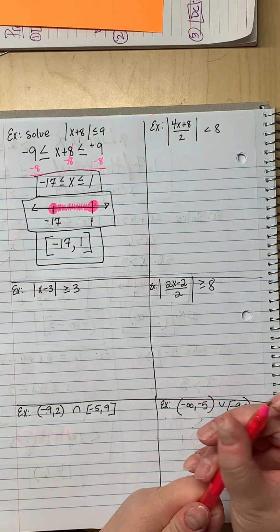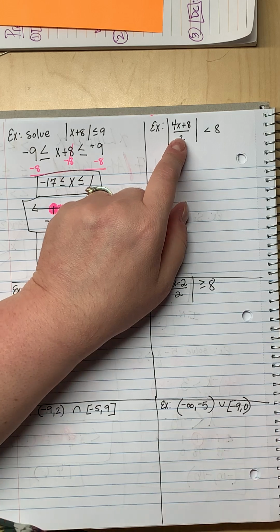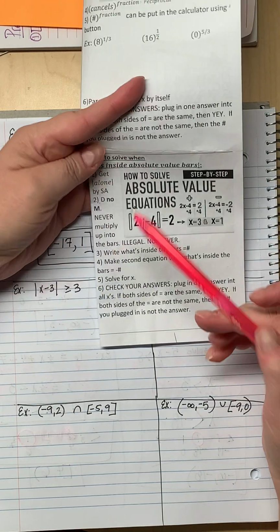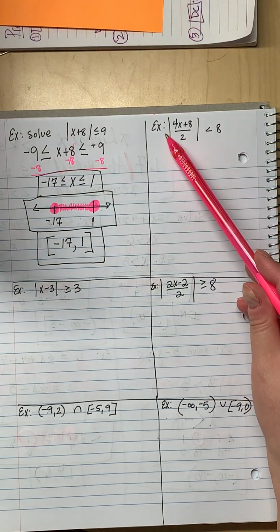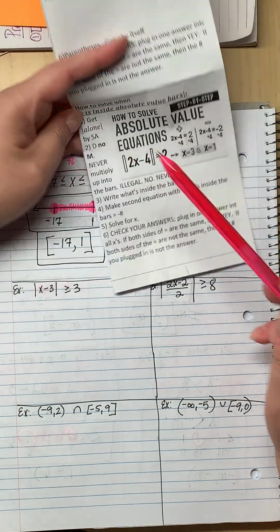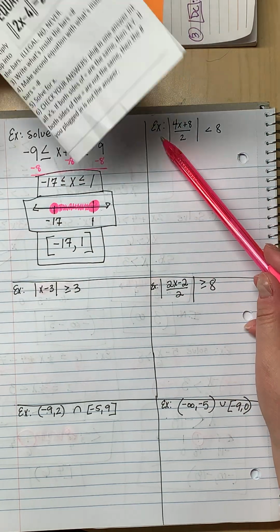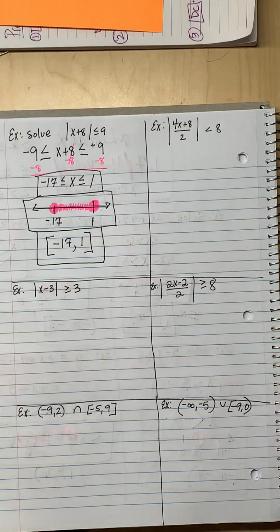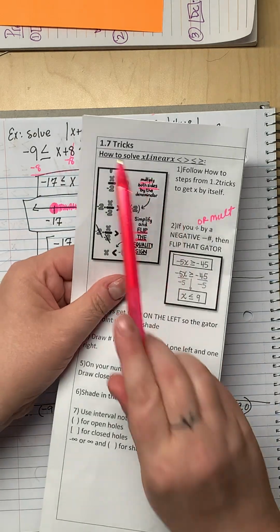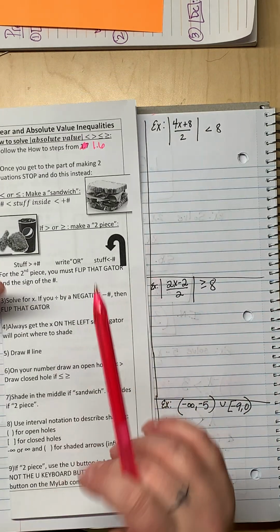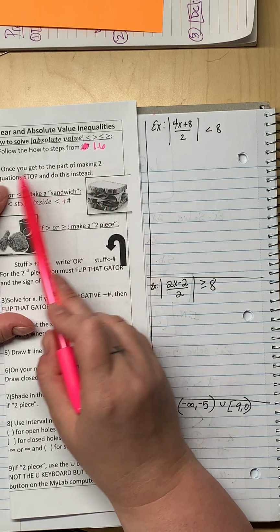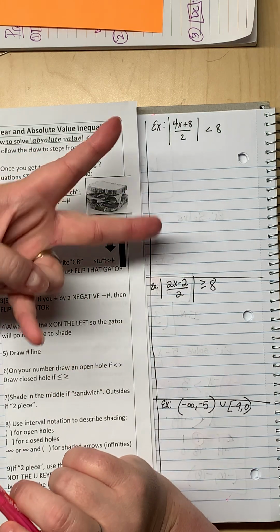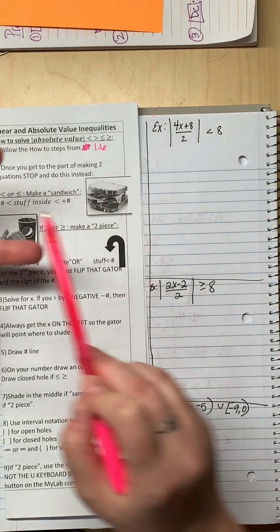It looks different because of the dividing by 2. But my first step is to look back at 1.6 and get the bars alone. Well, I don't have anything before or after it. It says D no M. I don't have any multiplying on the outside. And then it says make two equations. Well, when we get to that part, we have to look at 1.7. So we're on step 2. It says, once you get to the part of making two equations, stop and do this instead. If you have a less than or equal to, make a sandwich. Hey, look, we got a less than. We're going to make a sandwich.